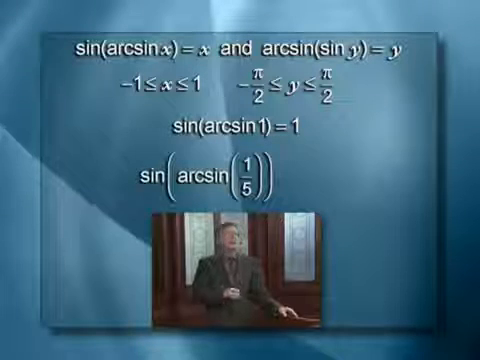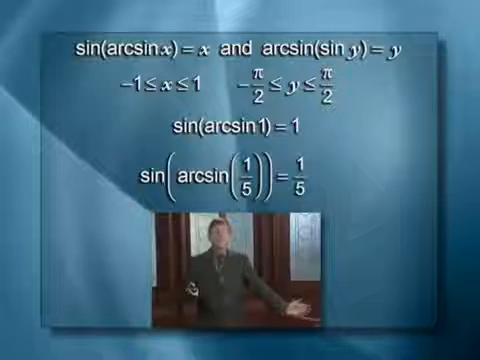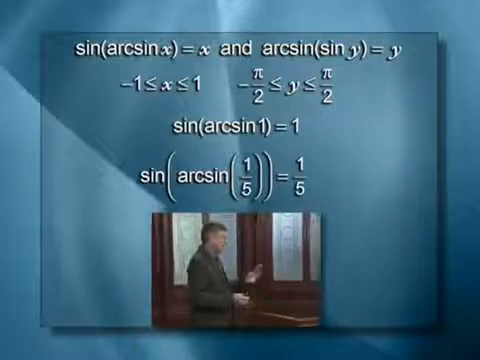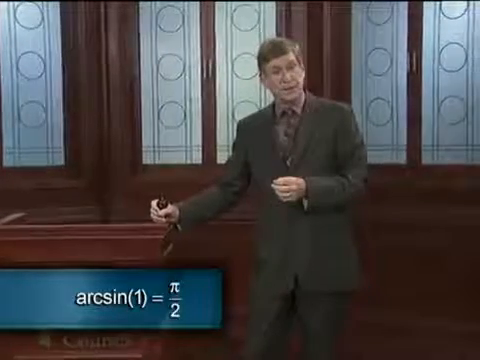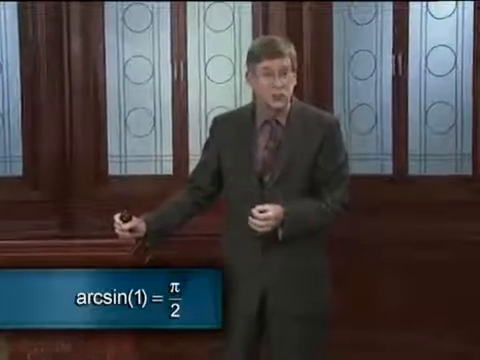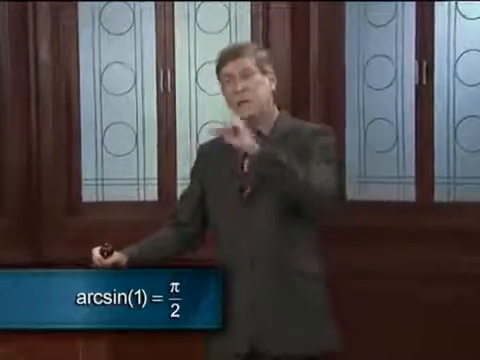How about sine of arcsine of a fifth? It's equal to a fifth. No problem. Now, you could have done this a different way. You could have said sine of arcsine of 1 can be evaluated because I know what the arcsine of 1 is. The arcsine of 1 is pi over 2. Why? Sine of pi over 2 is 1. So arcsine of 1 is pi over 2. And then the sine of pi over 2 is 1.